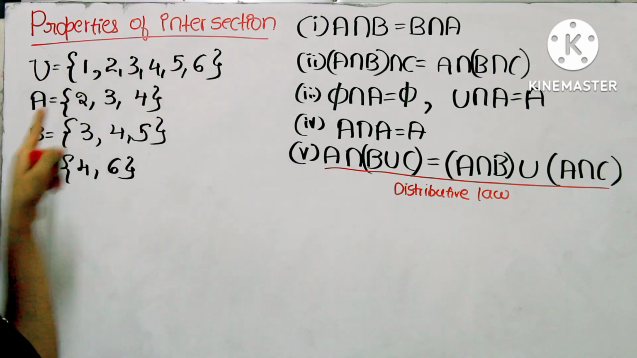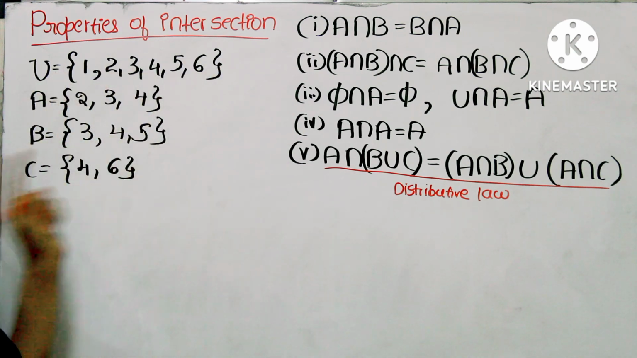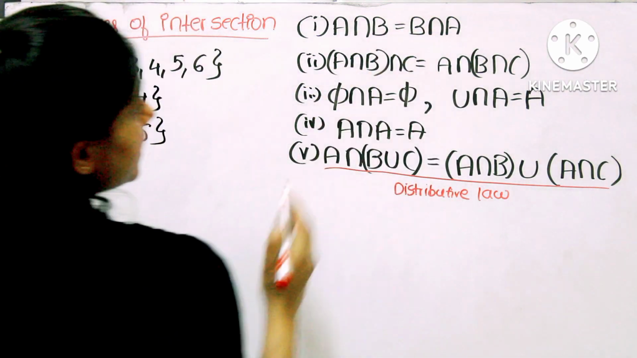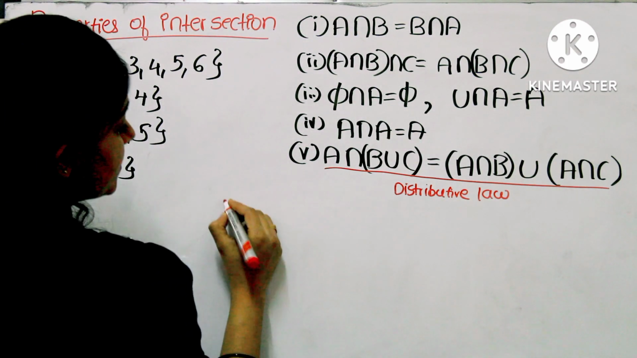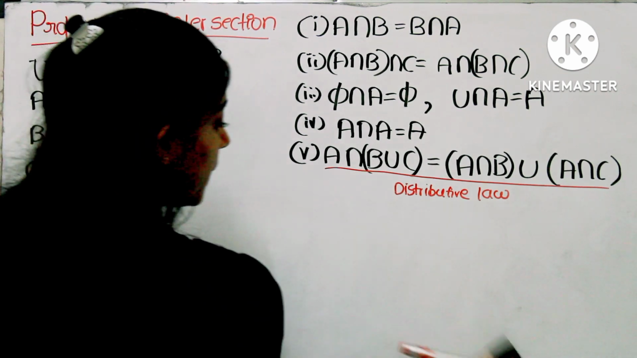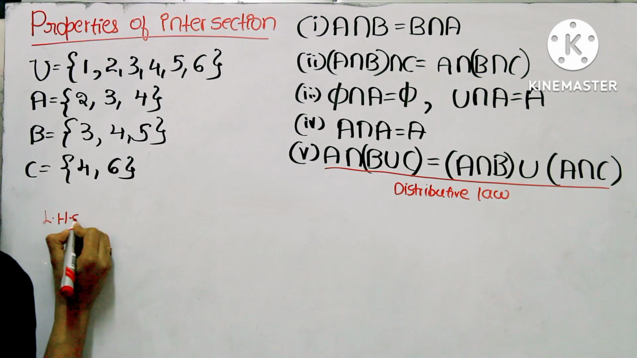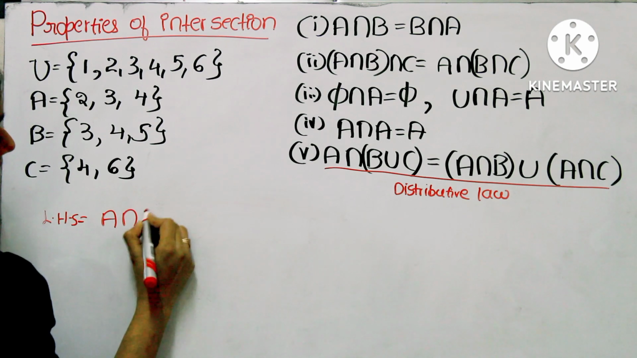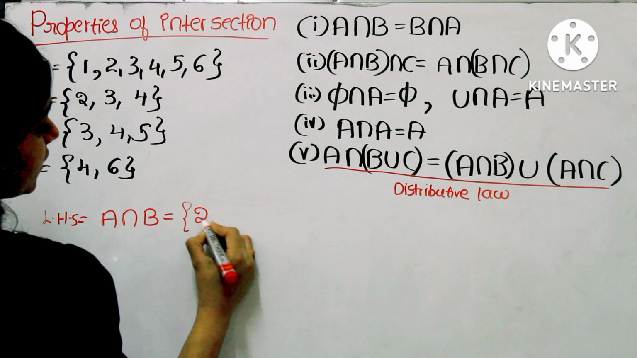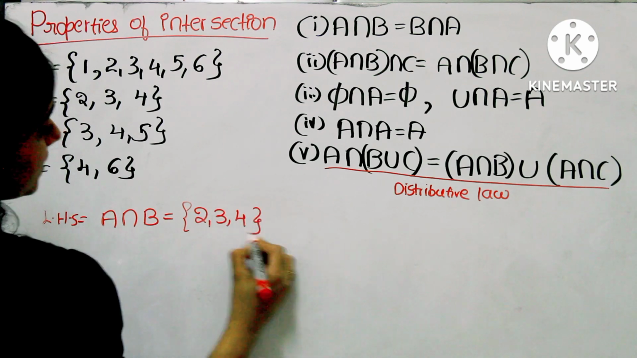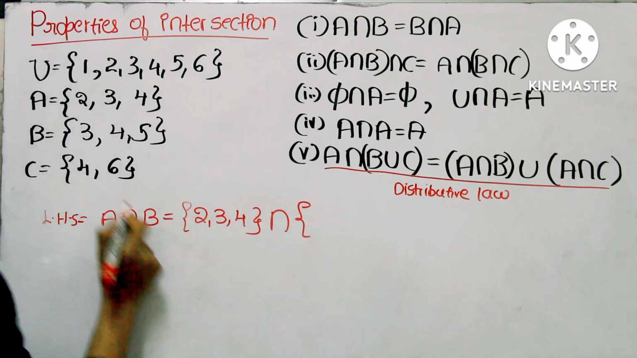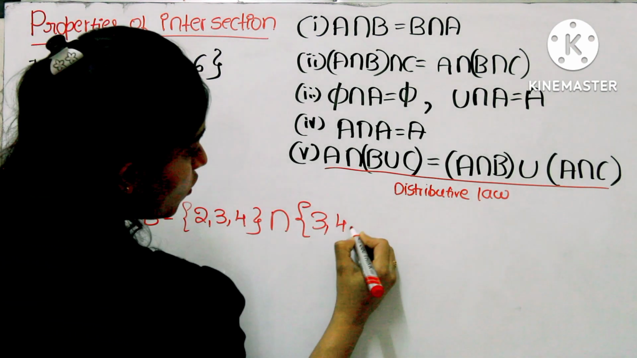Okay, now let's take some examples. Universal set is 1 to 6, A is 2, 3, 4, B is 3, 4, 5 and C is 4, 6. Now first let's verify this: A intersection B is equal to B intersection A. So here, let's take LHS. LHS is A intersection B. A is 2, 3, 4, and this is the symbol for intersection. What is B? 3, 4, 5.